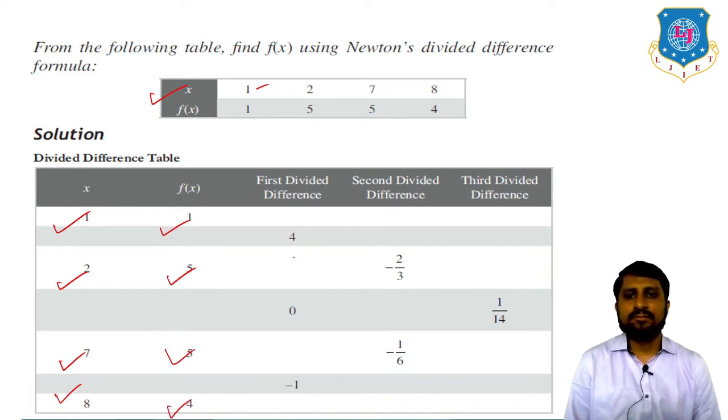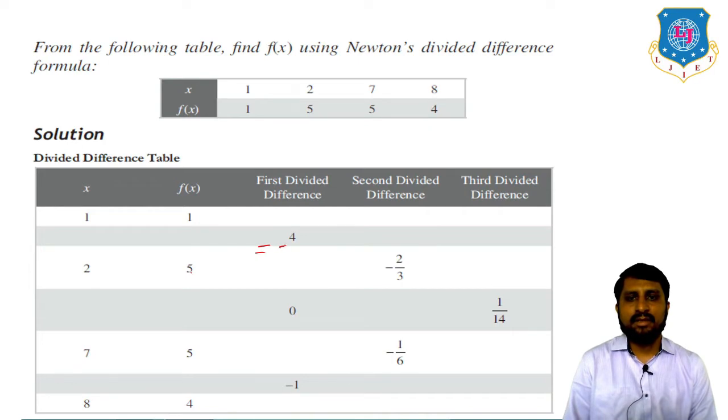Now how will we get this 4? 4 is nothing but 5 minus 1 upon 2 minus 1. So 5 minus 1 is 4, 2 minus 1 is 1. So this is nothing but 4 by 1. That's why we get 4 here. Clear?